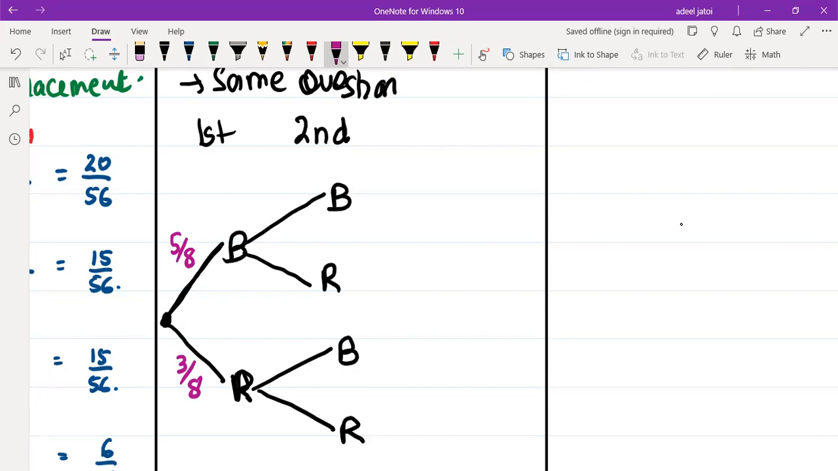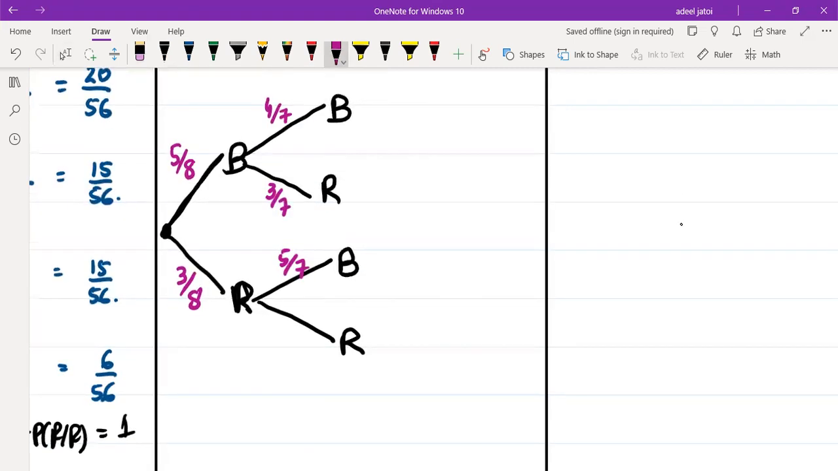Either the first is black, the total number will be 8, or the first is red, the total number will remain 8. But if the second is black, there should be 4 upon 7. And if second is red, it should be 3 upon 7 because red is not out yet. But if there is another branch, the first is red, the second will be black, which is 5 upon 7 because the black is not out yet. But with red, it should be 2 upon 7.